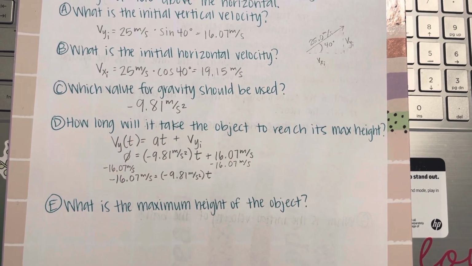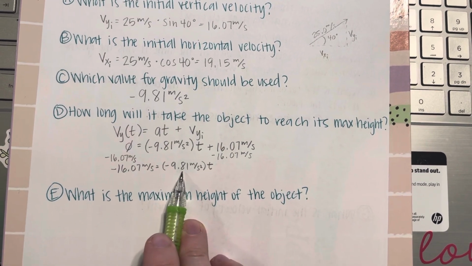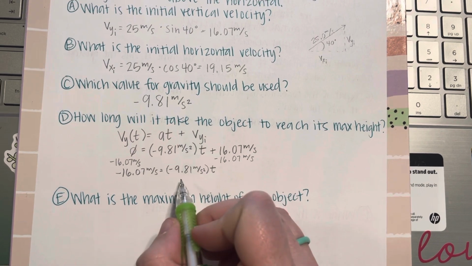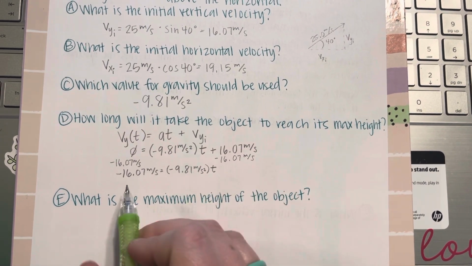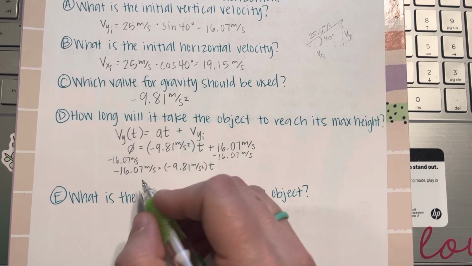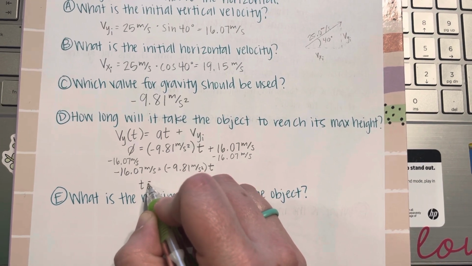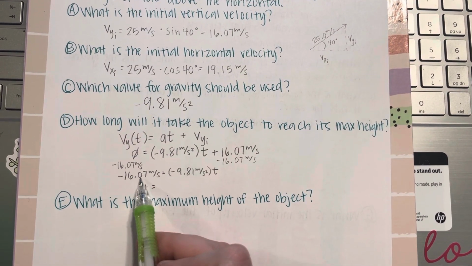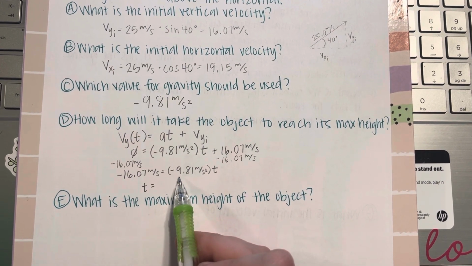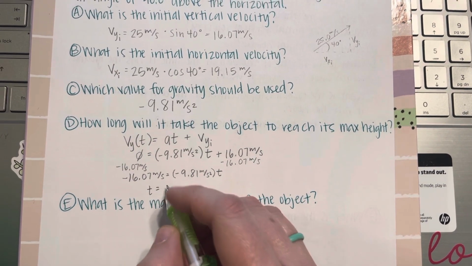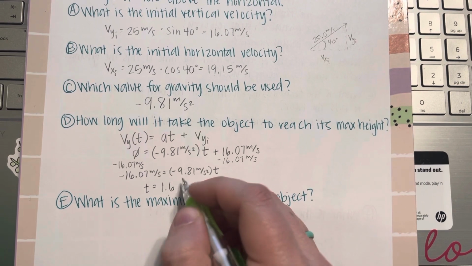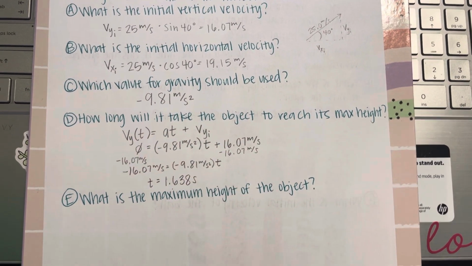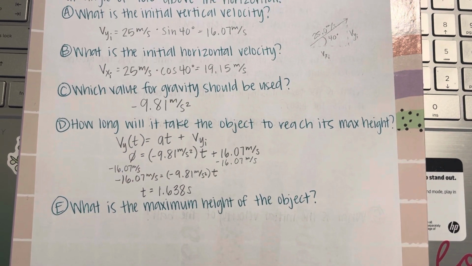And now to get t by itself, I need to divide both sides by gravity. Divide both sides by negative 9.81 meters per second squared. When I do that, I end up with just t by itself on the right side. And over here, negative 16.07 divided by negative 9.81 is going to give me a time of 1.638 seconds. Now, I'm not rounding to sig figs yet because that's not my final answer.